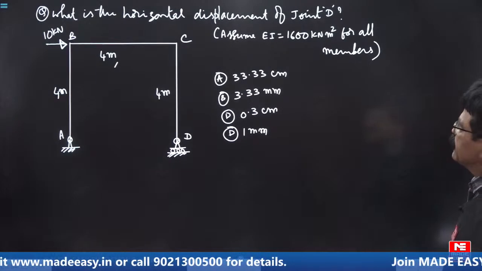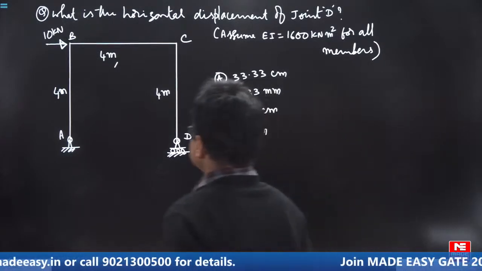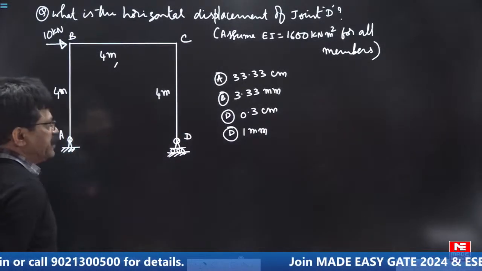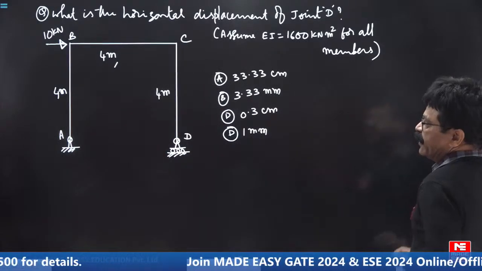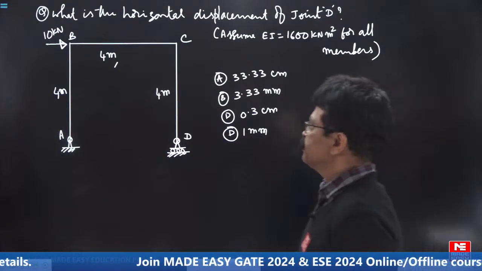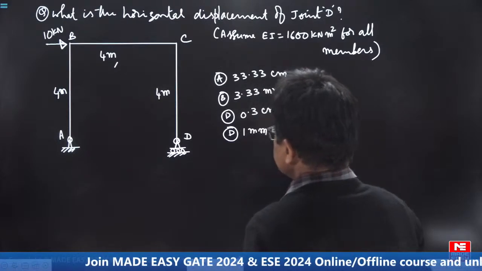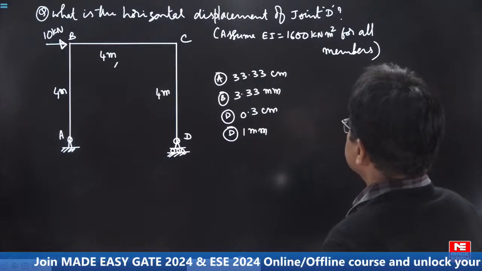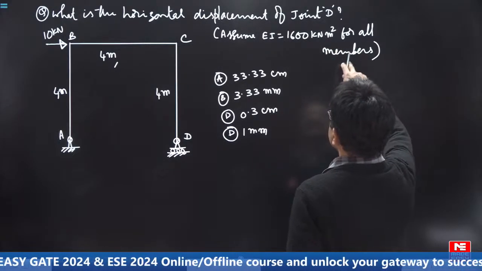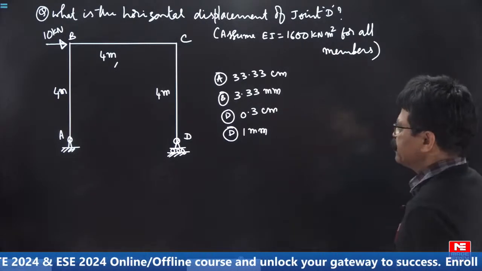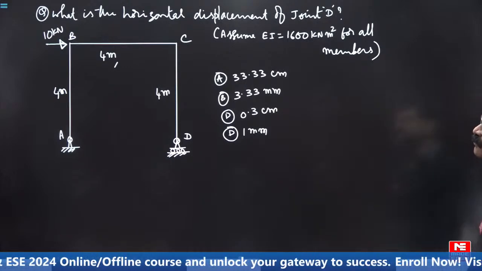What is the horizontal displacement of joint D? You are applying 10 kilonewton here. For the trusses, that is the process. Okay? AB length 4 meters, BC also 4 meters, CD also 4 meters. Flexural rigidity EI 1600 kilonewton meter square. For all members, assume that it is constant.